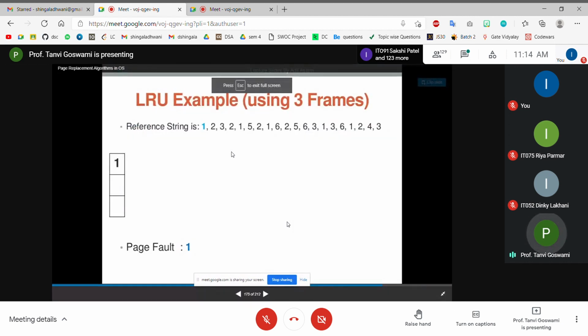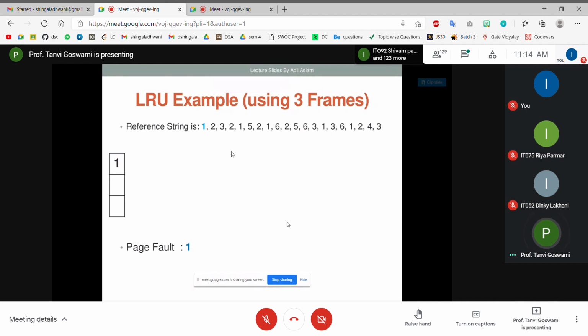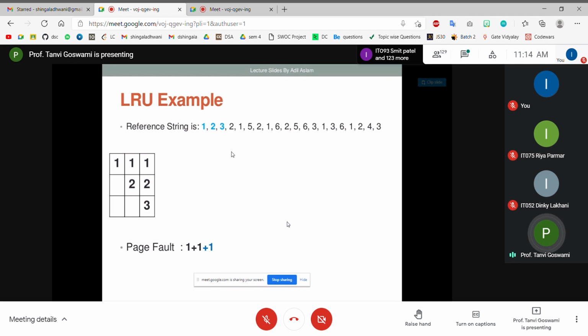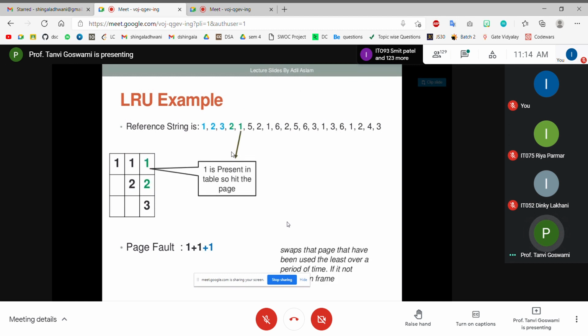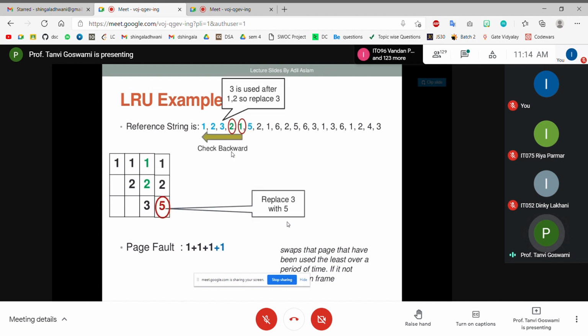Okay, so those who are not able to do it, just focus here. So 1, 2, and 3 will be page faults, and 2 is a hit, 1 is a hit. If you want to replace some pages from the current pages, then it is definitely page number 3, right? So we need to replace page number 3 with page number 5 because 1 and 2 are being recently used. We need to check backward, okay? So the probability of 1 will be less, then 2, and then the page number 5, 3. Okay, so we have to look backward, right?